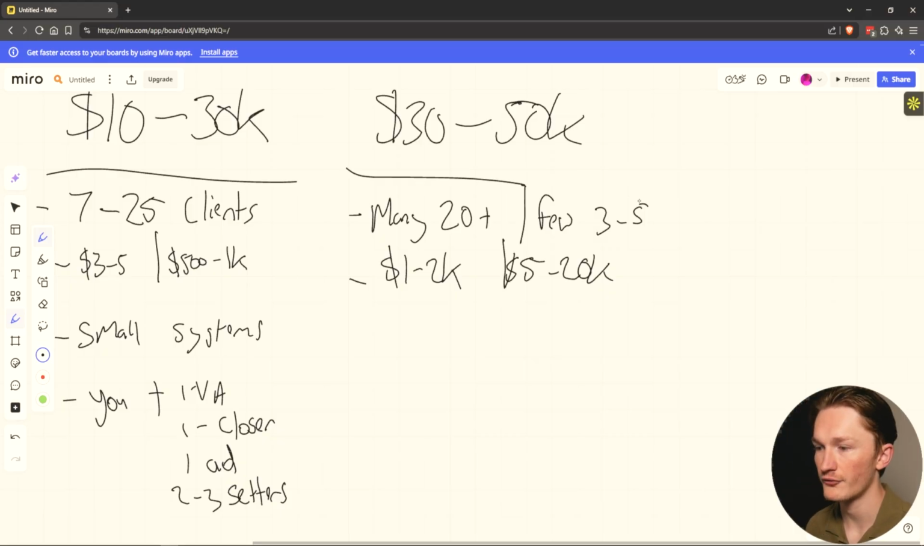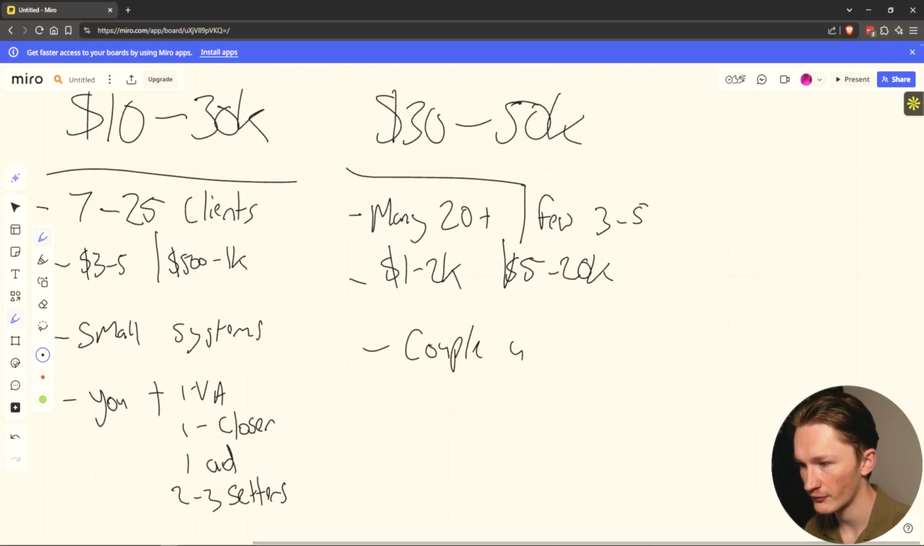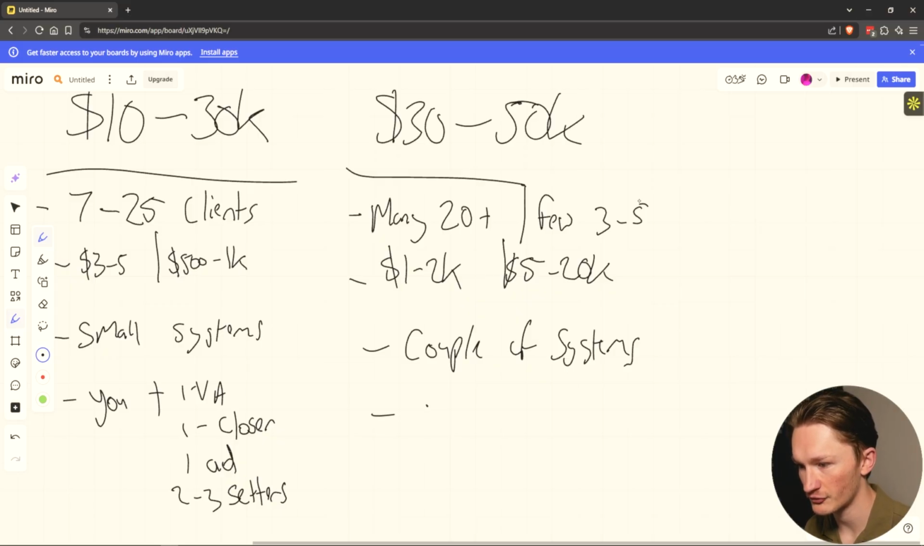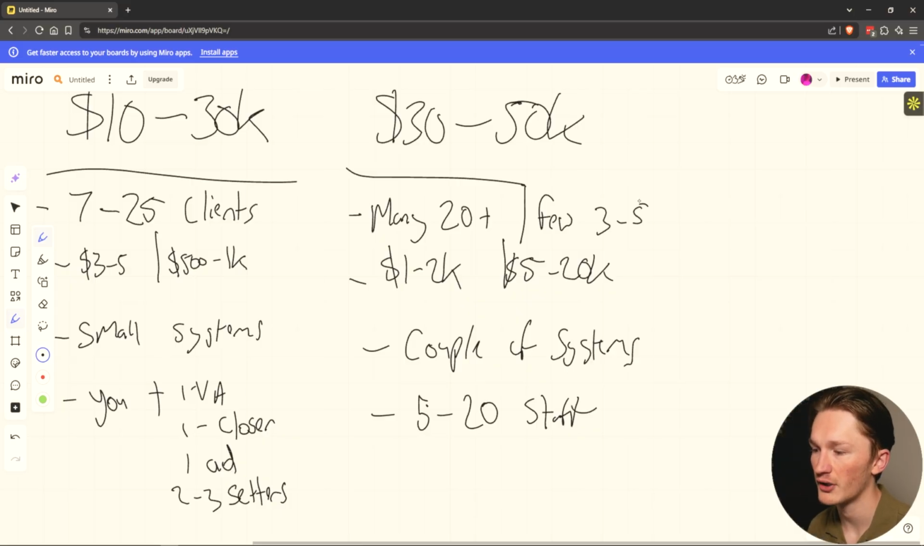There we go. So at this point, in terms of systems, you might have a few. I'm going to put like a couple of systems, because you're not huge. Let's be honest. You're a big small business, but you're, I would say, 5 to 20 staff. Actually, not even that many, to be fair. But I will leave it there for now, because you might have part-timers.